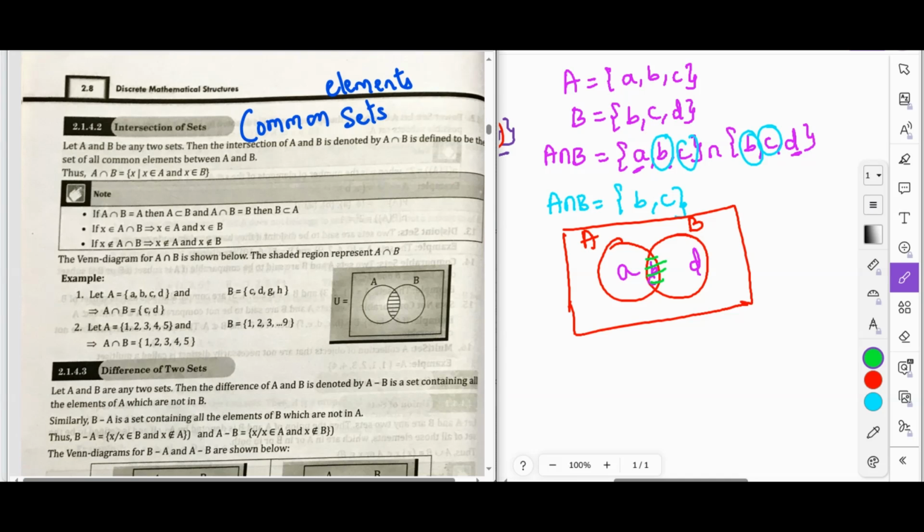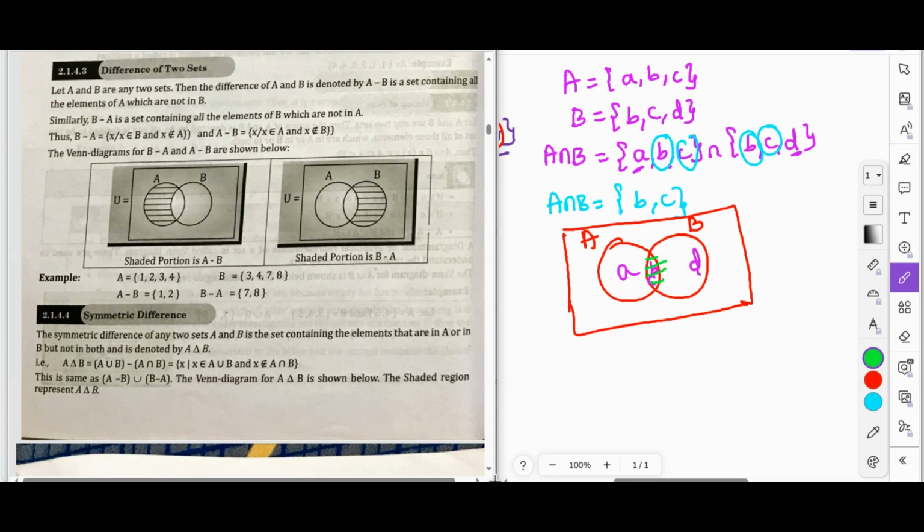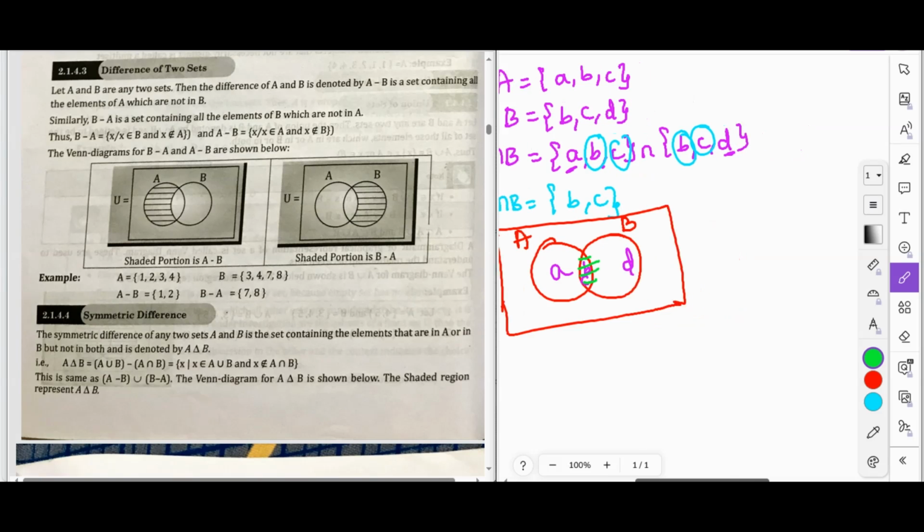Okay. Then, moving on with the next one, we have the difference of two sets. What is meant by the difference of two sets?